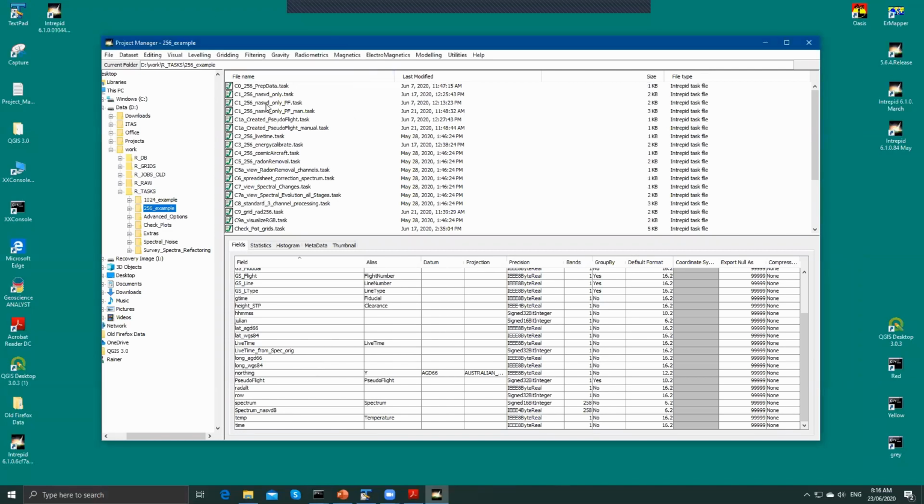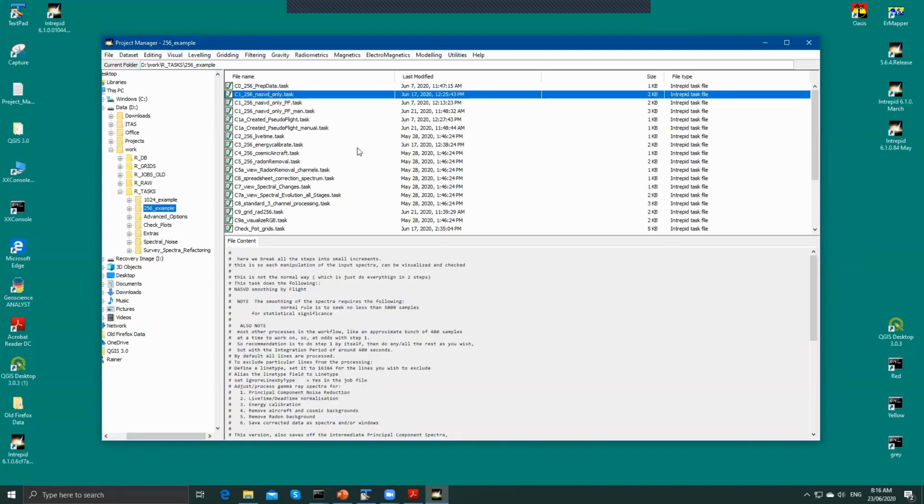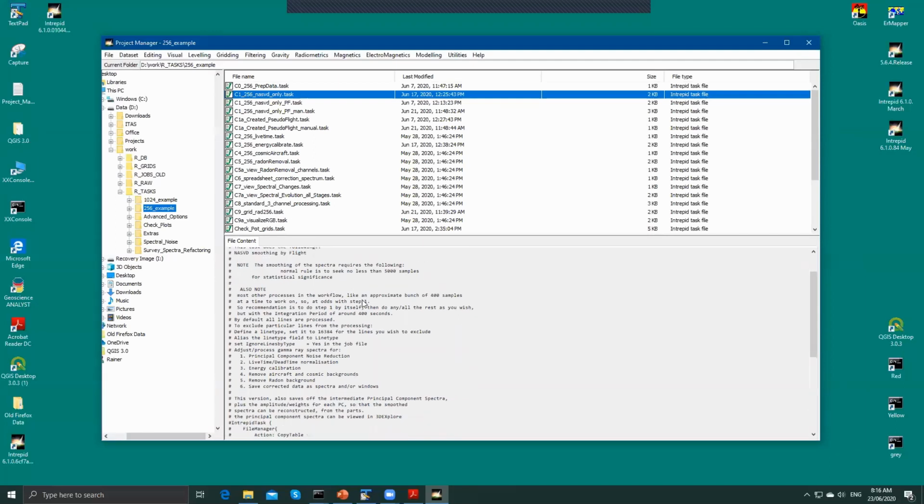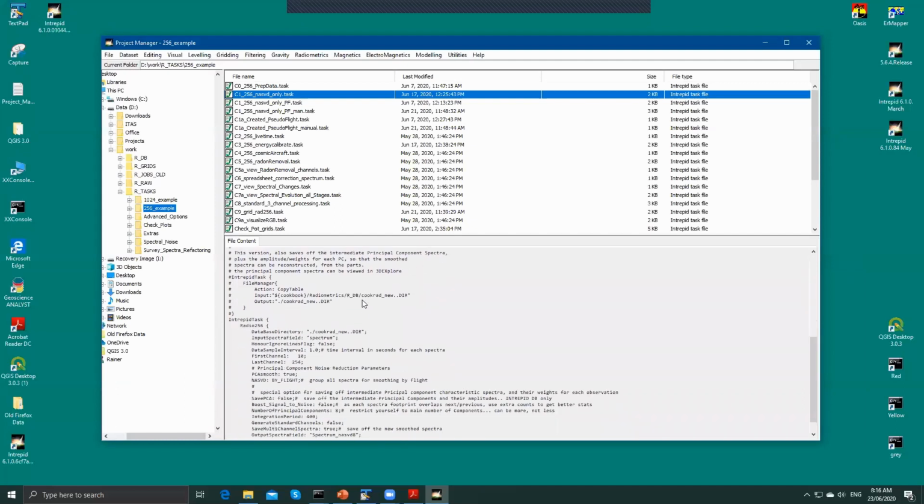So we did the NASVD smoothing. Oh yeah, there's one thing that isn't in the GUI. If you click on that task file, then you see the contents of the task file in the bottom. And that's not in the GUI yet. The first channel and the last channel you can set. And you can set that in the maximum noise fraction, MNF, as well.